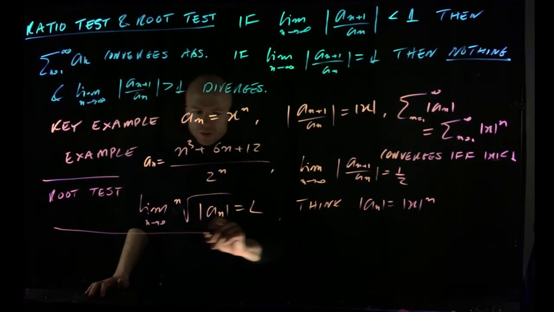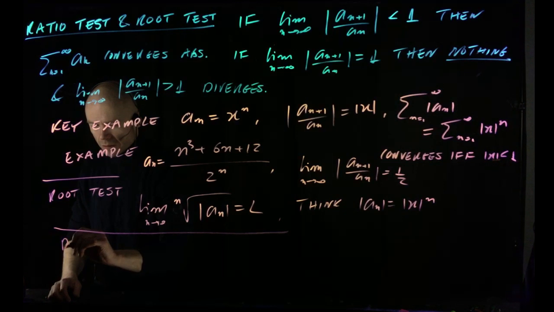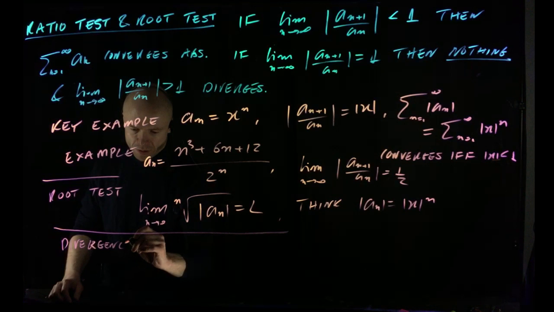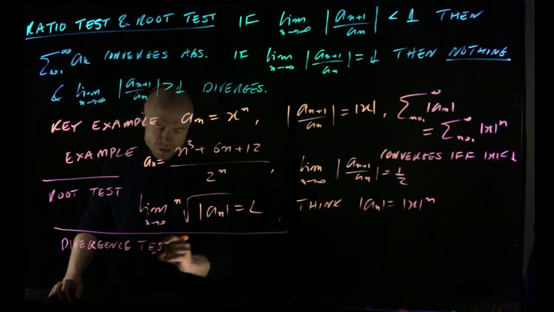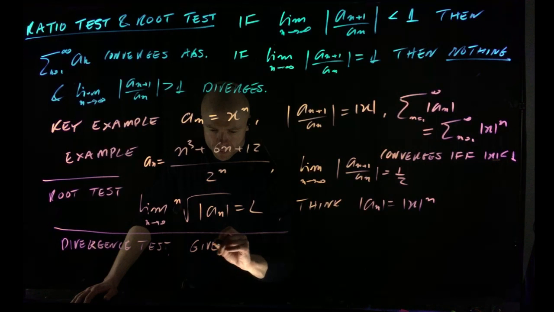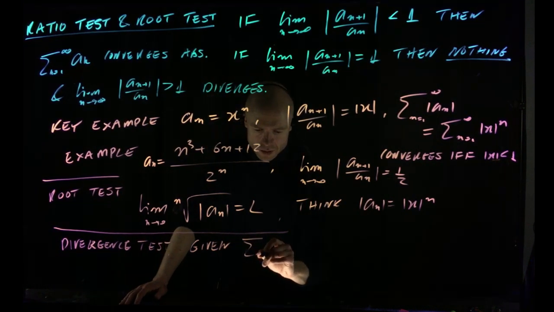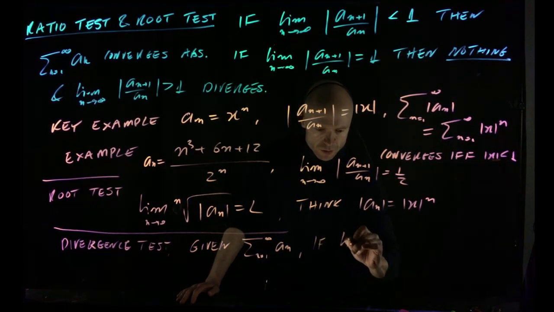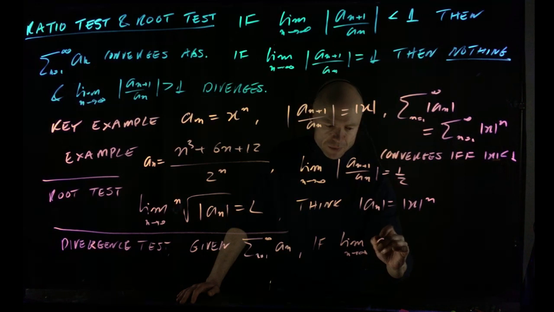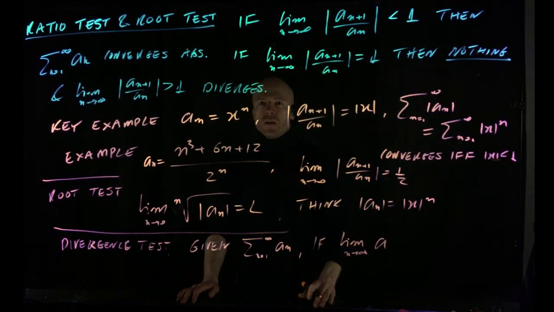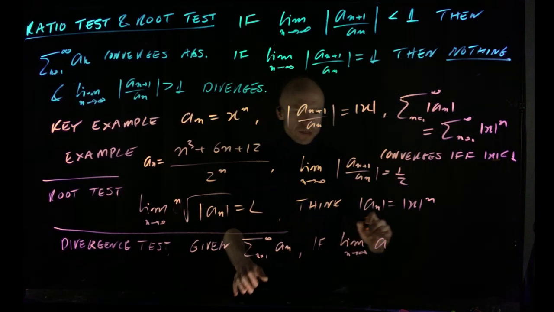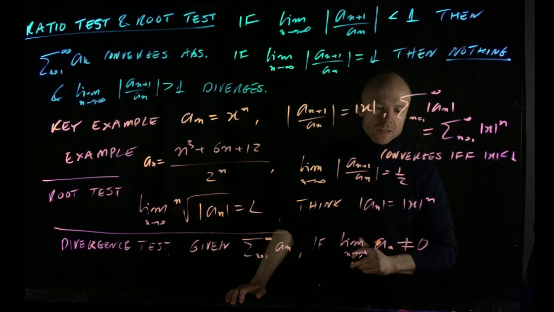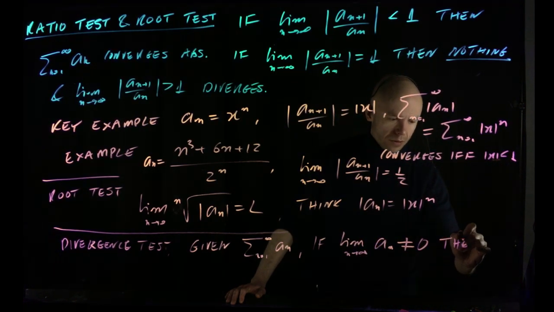And this is a good point to talk about the divergence test. Given a series sum from n equals 1 to infinity of a_n, it doesn't matter what kind, if it's alternating or any other kind or positive terms, if the limit of a_n is not equal to 0, so the limit either doesn't exist or is not actually equal to 0, then the series diverges.